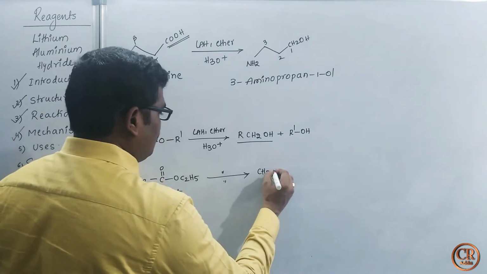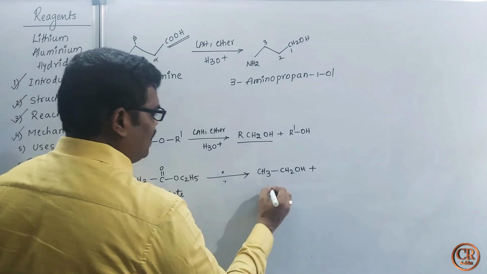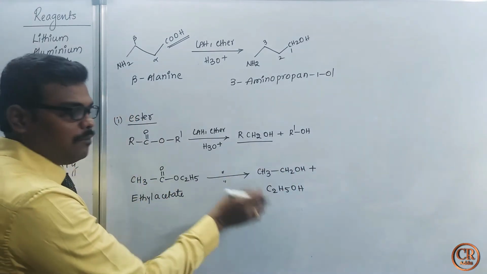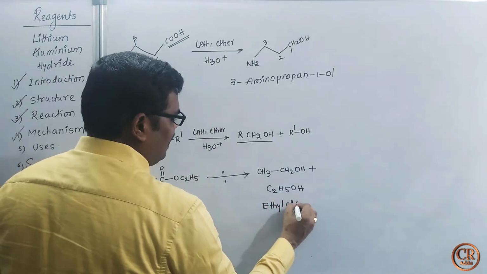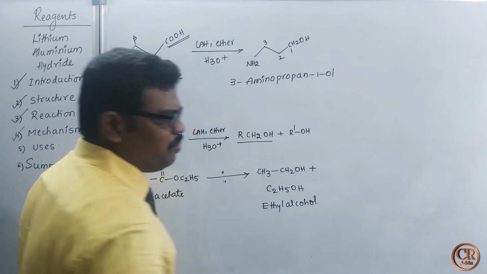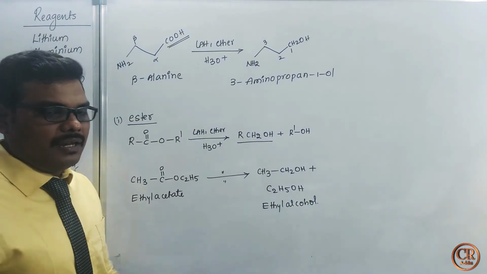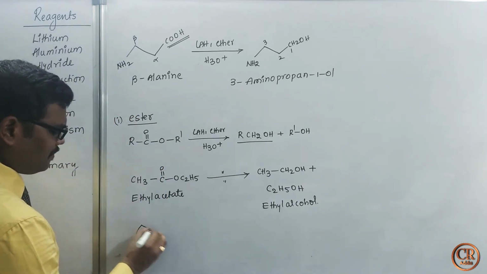Whenever it reacts with lithium aluminium hydride in ether followed by acid hydrolysis, it gives a mixture of alcohols. One is CH3CH2OH and another one is C2H5OH. Anyway, both are same. Common name of this is ethyl alcohol, because you know IUPAC names are easy. Anyway, your common name is also easy.